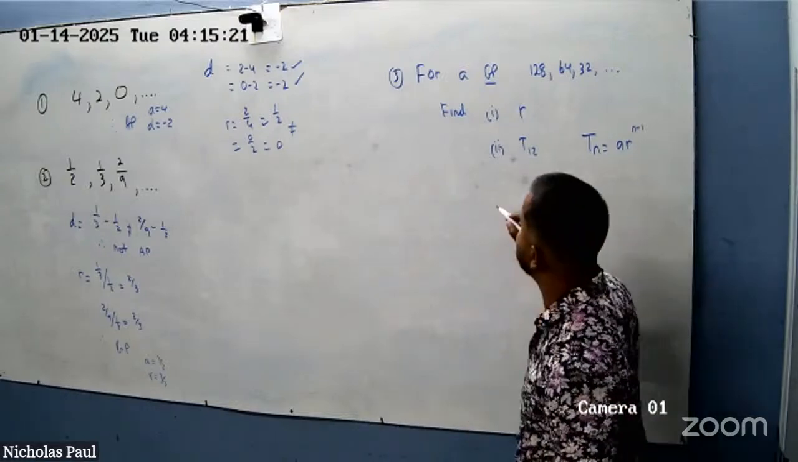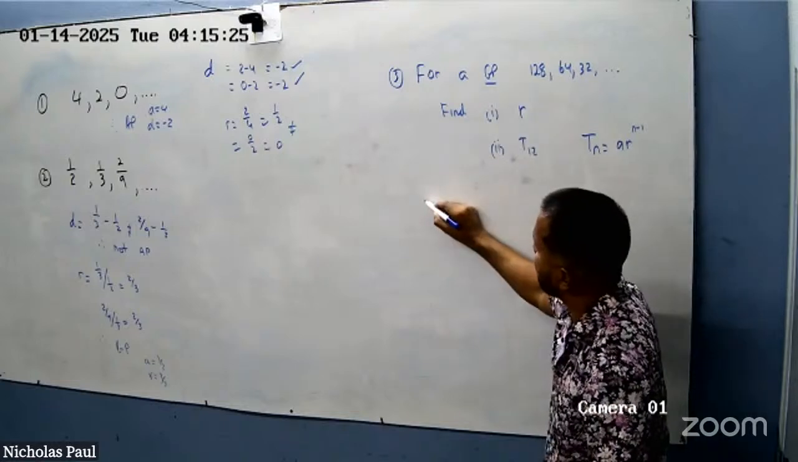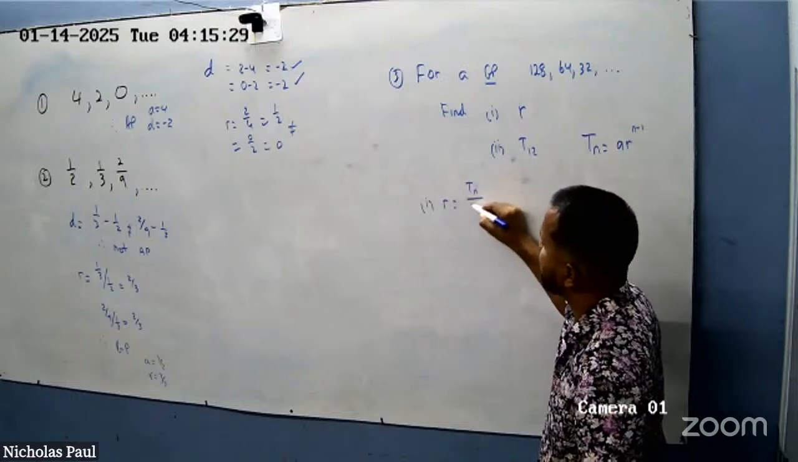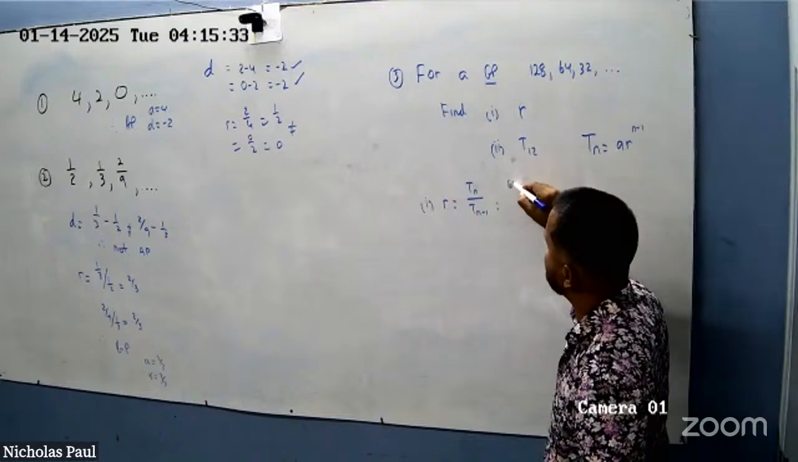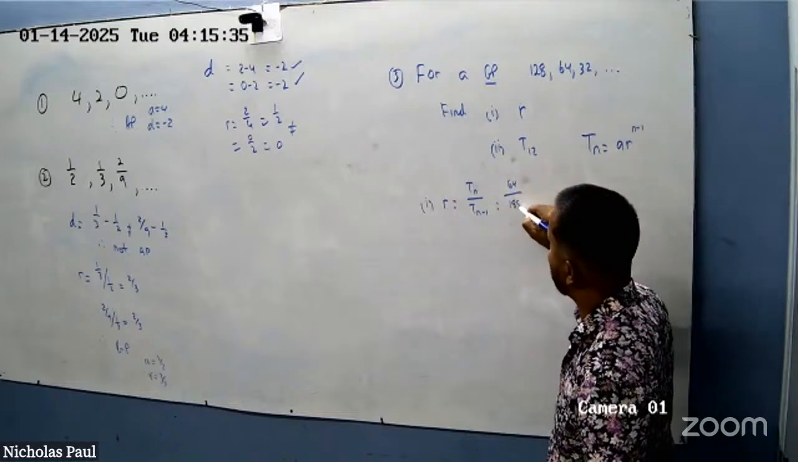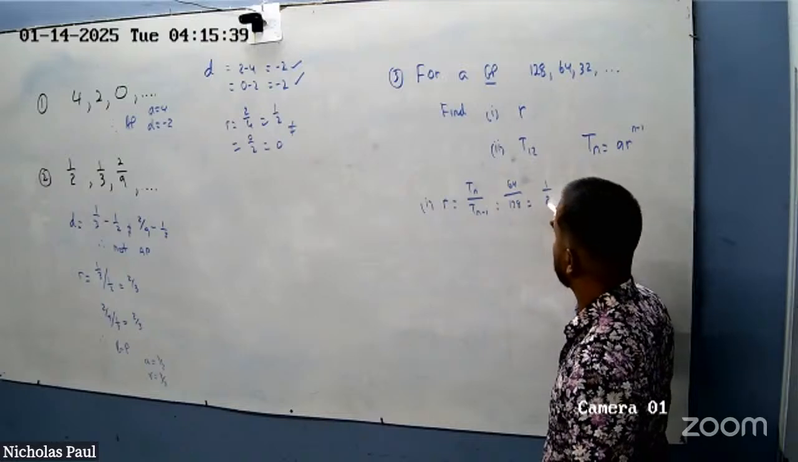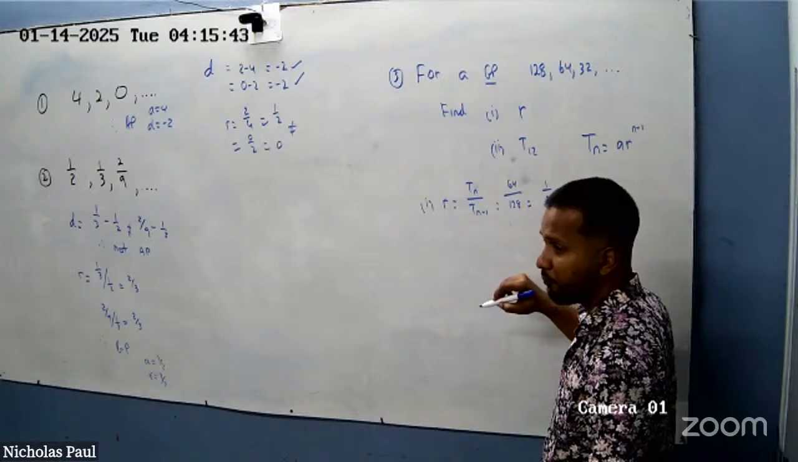Right? So what will happen here? So we know it's a GP, so we can find R. R is just simply dividing the nth term by the term before it. So I divided 64 by the term before it, and I got a half. Got that? Yeah? We got half.